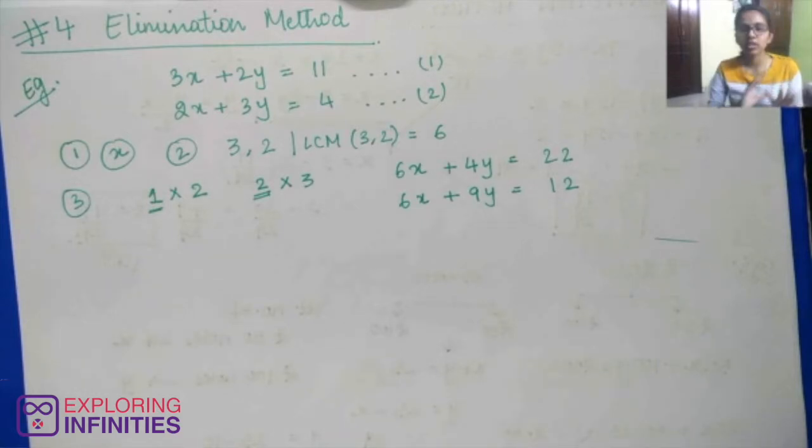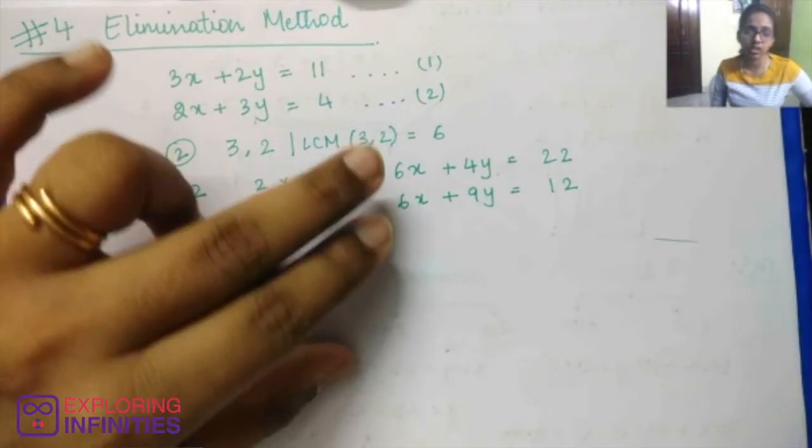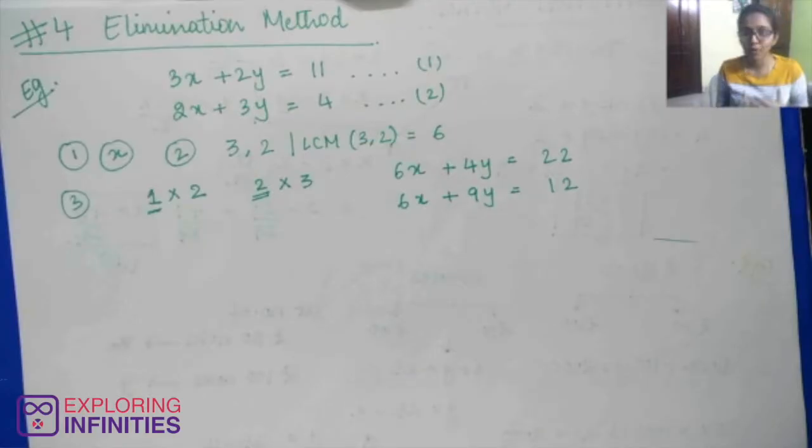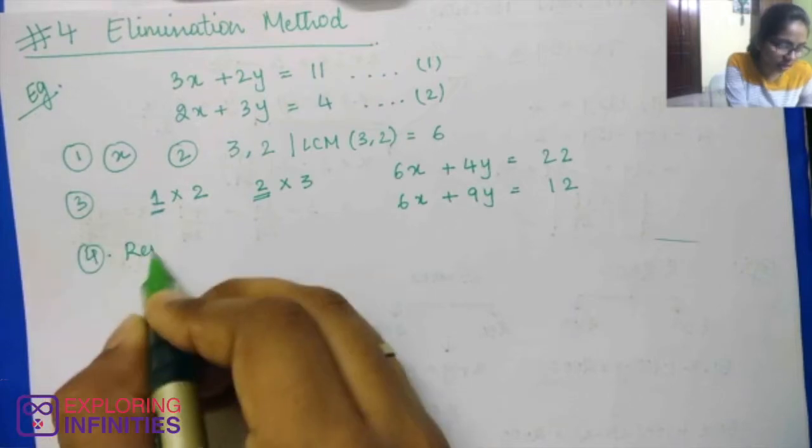We won't look back, okay? Now we have to concentrate on these two equations. Next is the most important step, where you actually eliminate the variable x. So my fourth step will be reversing the signs.